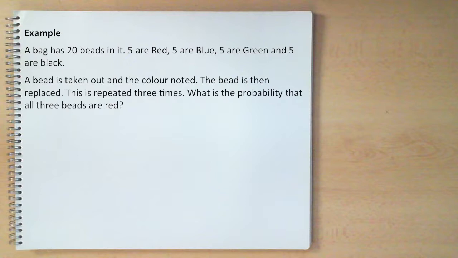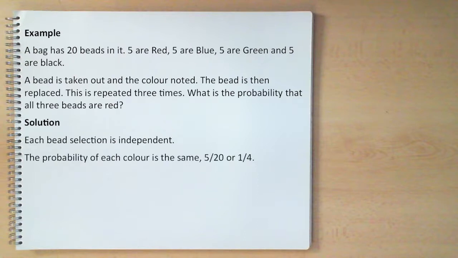Key to working out the solution to this is understanding that each bead selection is independent of the previous one. You've taken a bead out, you've put it back, you've shaken the bag, and then you've taken another bead out. Which colour you took out the first time has no impact on what colour you take out the second time or the third time. So the probability of each colour is the same. There are 5 beads of each colour, so it's 5 over 20, or 1 in 4, a quarter.